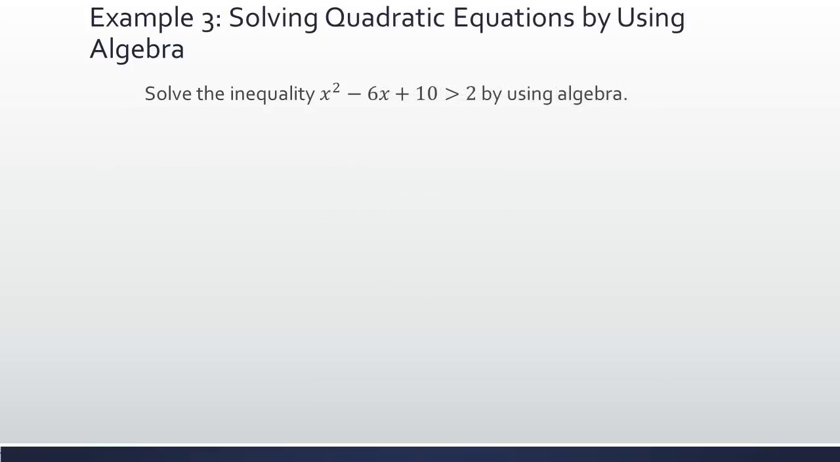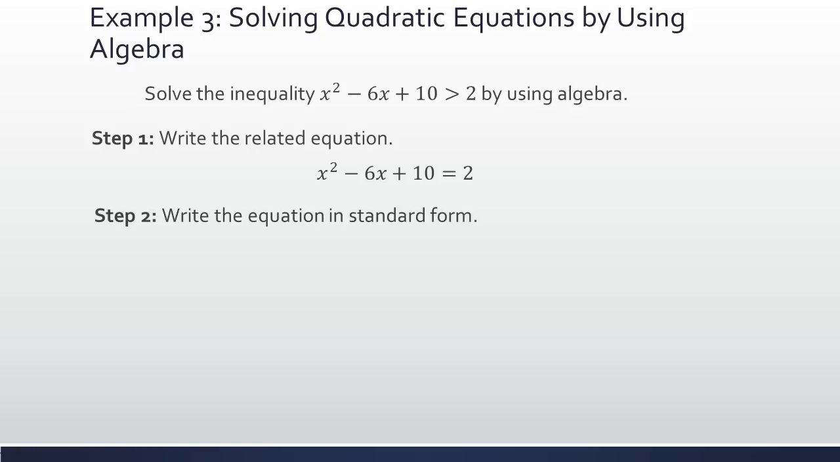So we're going to solve the inequality x squared minus 6x plus 10 is greater than 2. So first step, write the related equation. So replace the inequality with equals. Step 2, write in standard form. So I'm going to subtract 2 from both sides. Gives me an 8 instead of a 10. Now I'm going to factor it. -4 and -2.